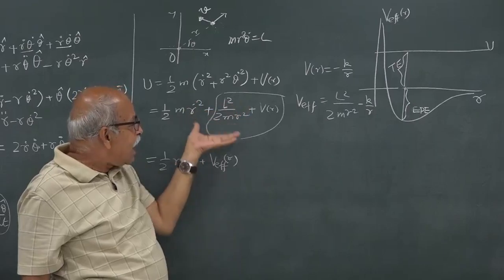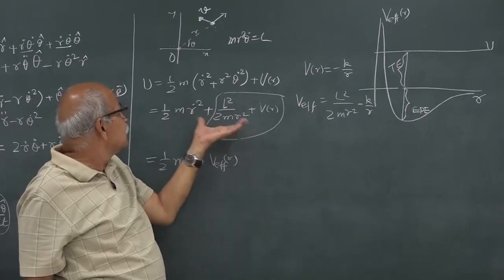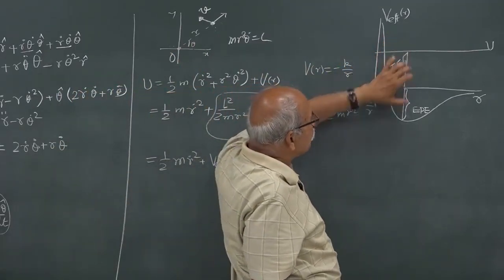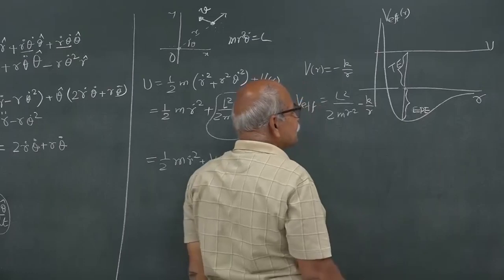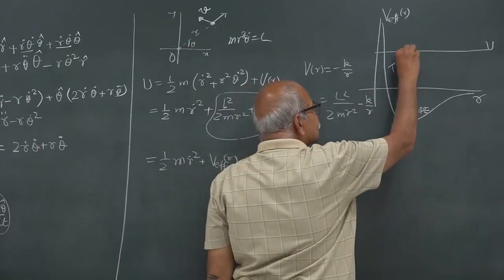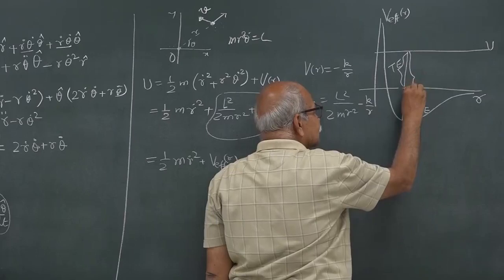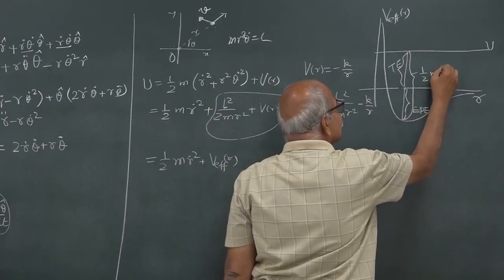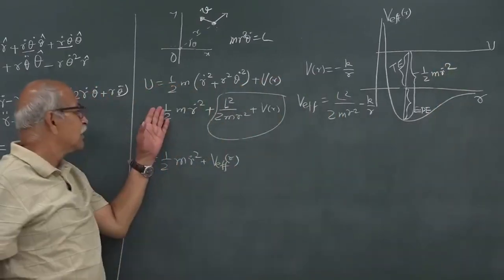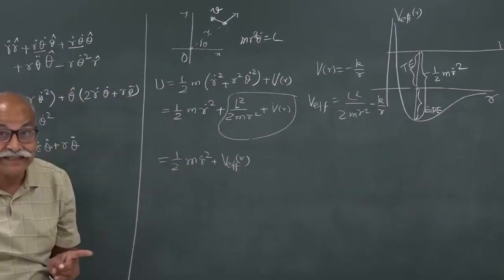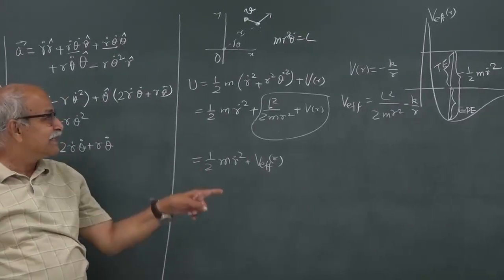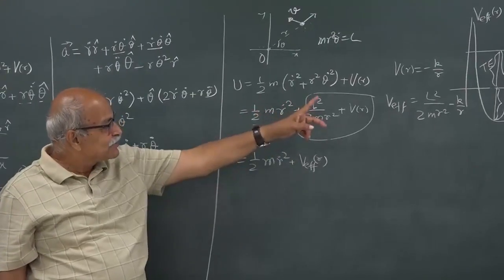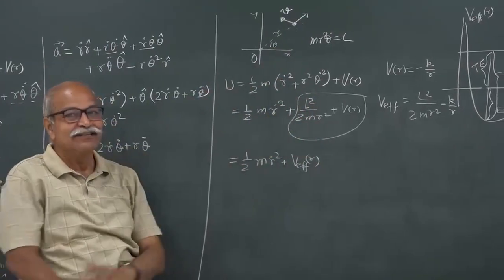So, if you subtract this effective potential energy from this total energy, from this you subtract this energy, that means this whole thing from here to here is half m r dot square. What remains is half m r dot square. This is not kinetic energy. Kinetic energy is this plus this, but half m r dot square is that full length.